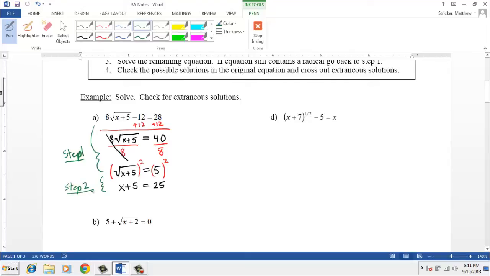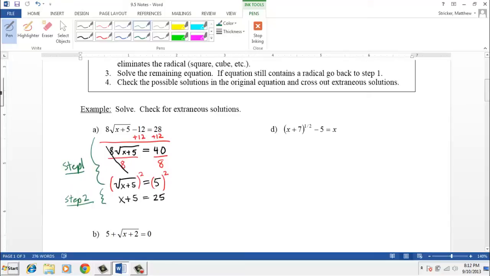Which then brings us to our third step. Third step says to solve the remaining equation. So if I wanted to do that, I would need to subtract 5 from both sides. When you subtract 5, you're left with x equals 20. Not much to the third step. Sometimes there's more to it, but for this particular one, that's it.